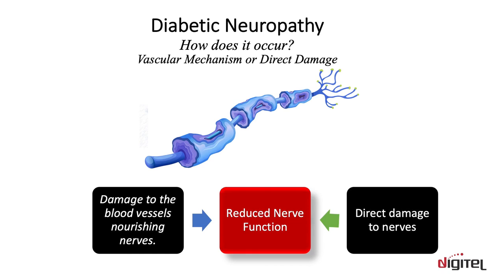Also, if your diabetes is not well controlled and your sugars are persistently high, there are changes in the protein of cells, including nerve cells, and that can cause these proteins to malfunction, not function well. And that itself can cause direct toxicity to the nerves and damage.